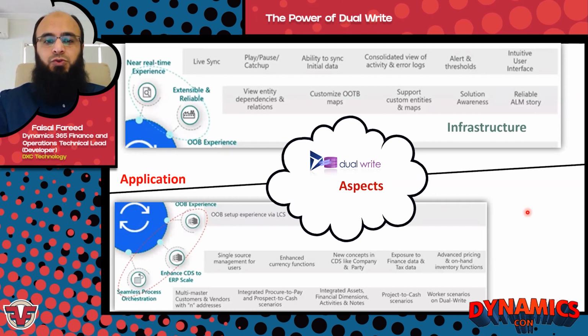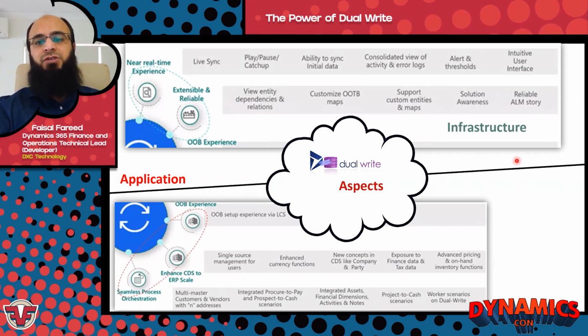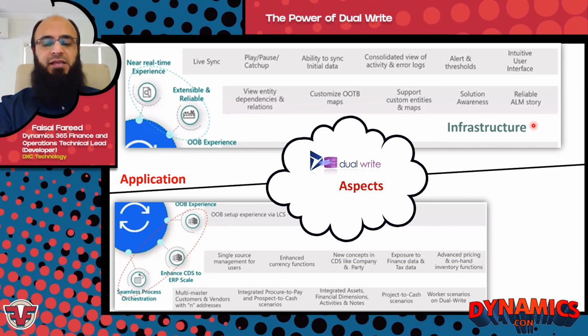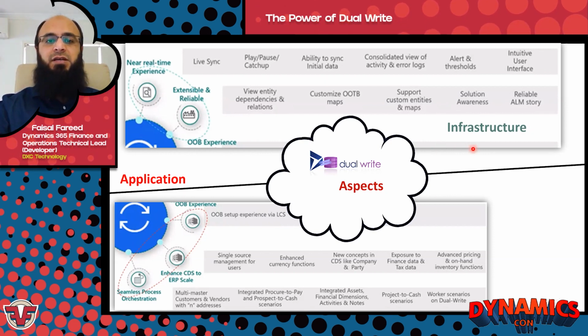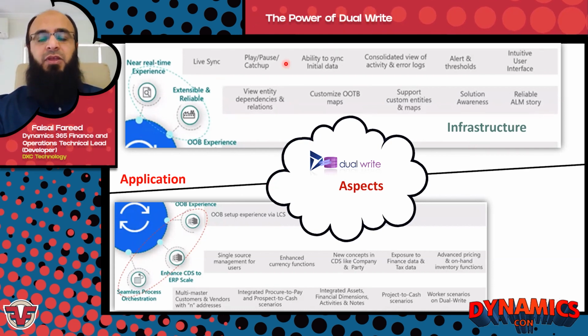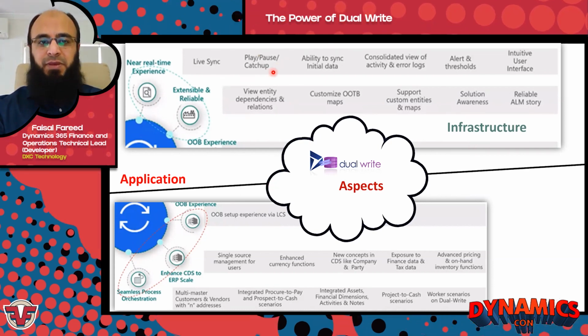Most people think dual write is just a service. Dual write is not just a service. Dual write has two aspects: one is called the infrastructure aspect and one is called the application aspect. The infrastructure aspect provides you the complete infrastructure, a complete tool where you can create your mappings, add or remove fields, define your custom entity mappings, define alerts, define your initial sync data, and start and pause all the entity mappings.